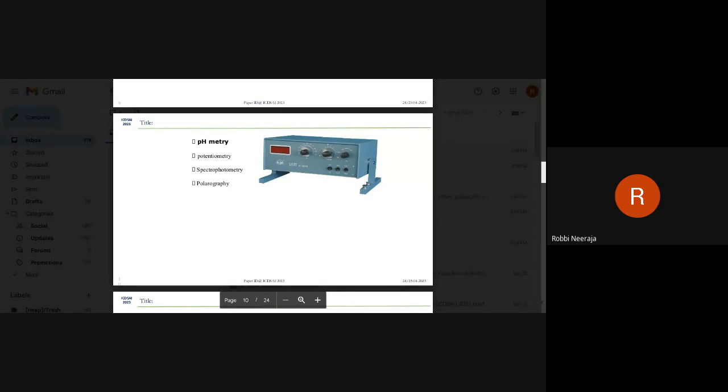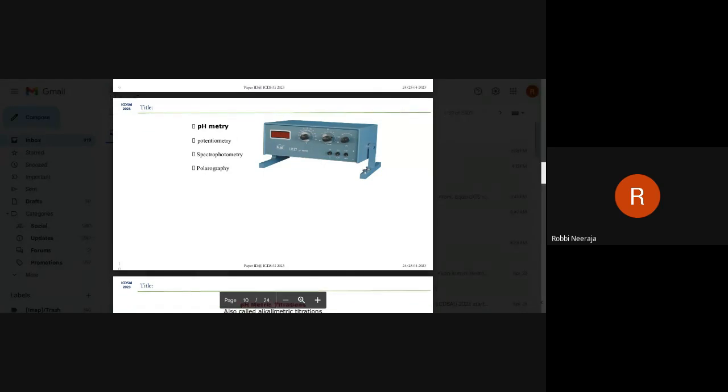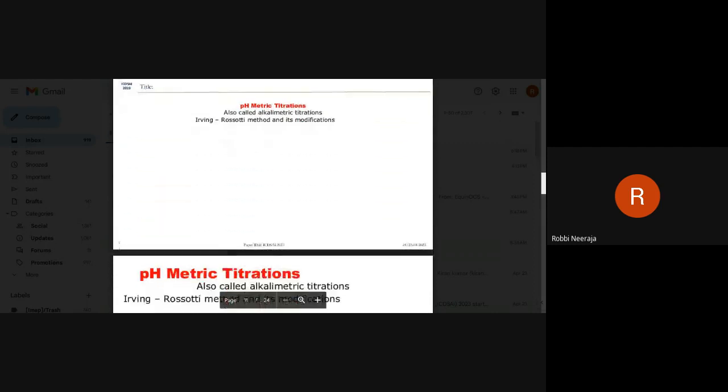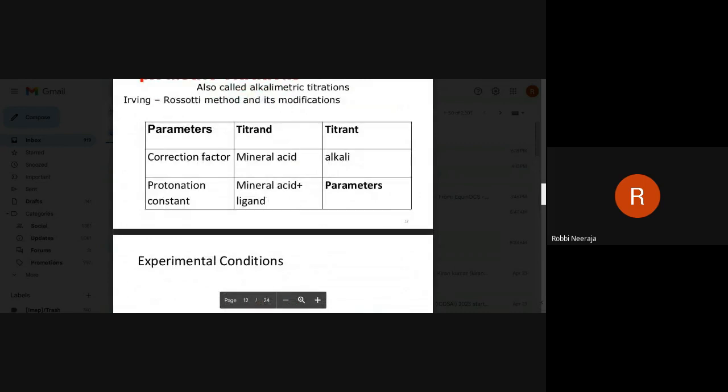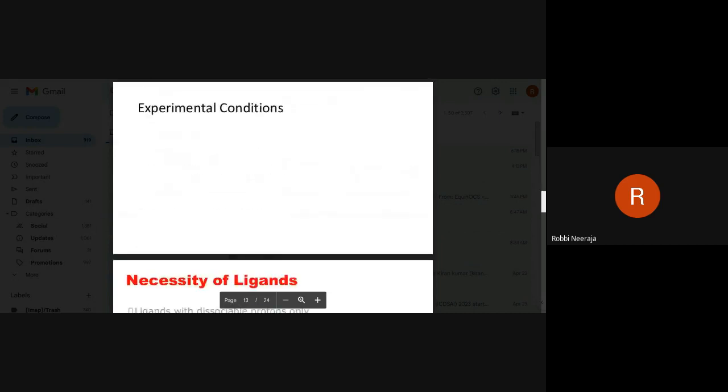But here we are using pH-metry because it is cost economical, a very simple technique, and also very accurate. And here we are using titrations. Actually, we are doing two types of titrations. Firstly, we have to measure the correction factor. In this procedure, mineral acid is the titrant and alkali is used as the titrant. For the determination of a protonation constant, we have to use mineral acid plus ligand, and alkali as the titrant.